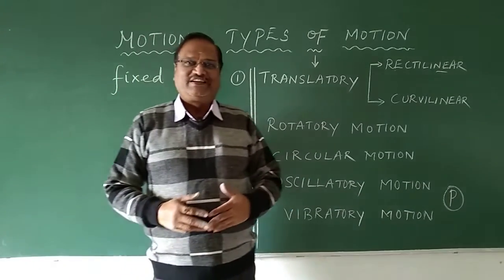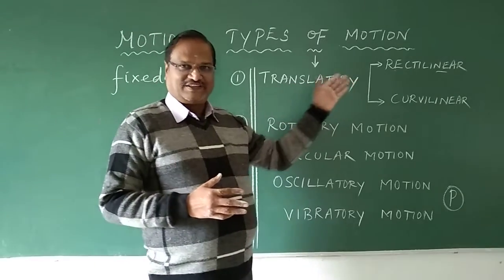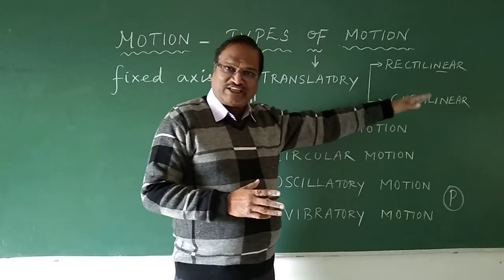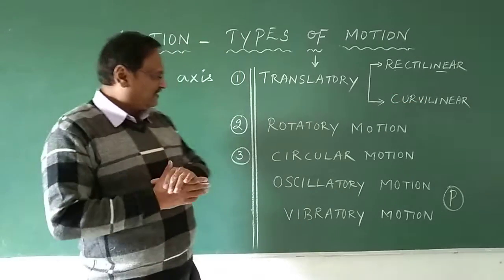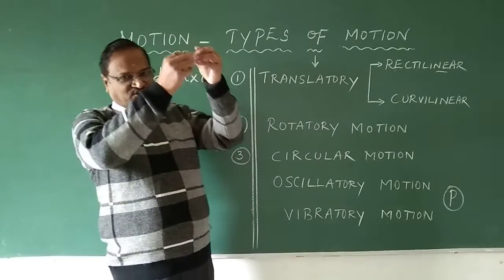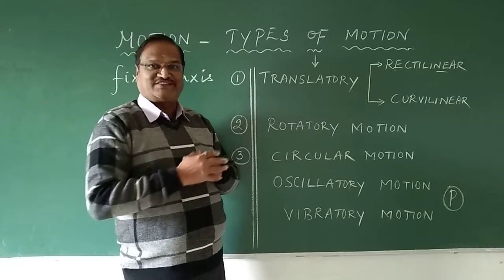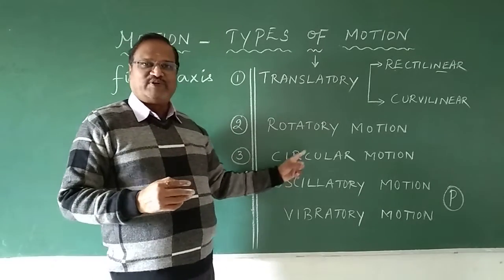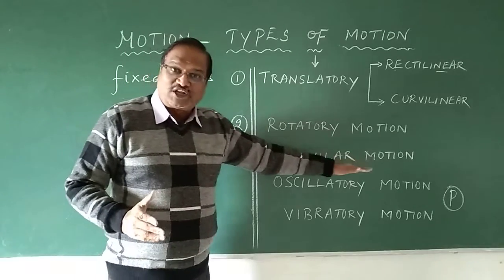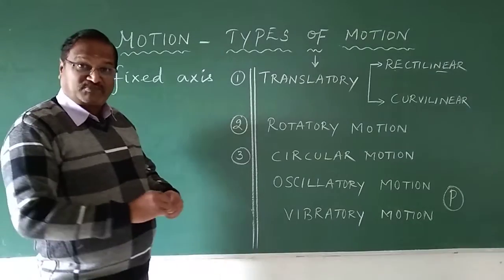Hello students, in the previous video we learnt about translatory motion, which is of two types, rectilinear motion and curvilinear motion. I also spoke about rotatory motion, where with respect to a fixed axis the object is rotating or moving. And now we move on to the third type of motion, which is called circular motion. Let me explain what we mean by circular motion.